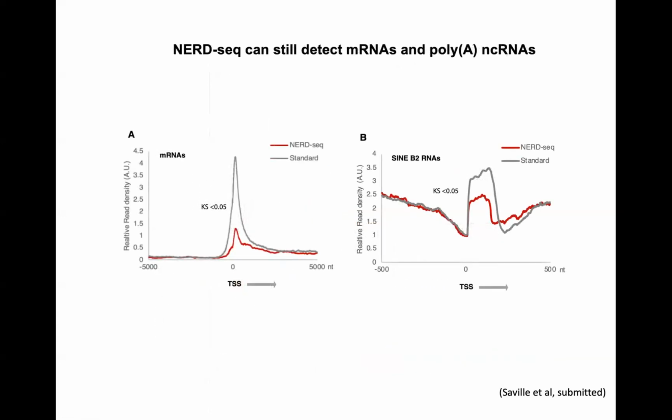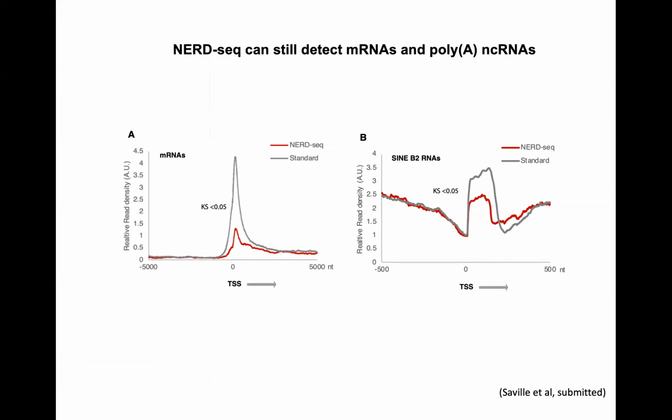Of course, NERD-seq can still detect mRNAs, and here is a distribution comparing standard RNA-seq with NERD-seq around the transcriptional start site of known mRNAs, and it can still detect non-coding RNAs that we know have a poly-A tail, like SINE B2 RNAs. In both cases, and these are relative density profiles, we see that we have less enrichment. So it can still detect those classes, but not as much enrichment as in the standard protocol.